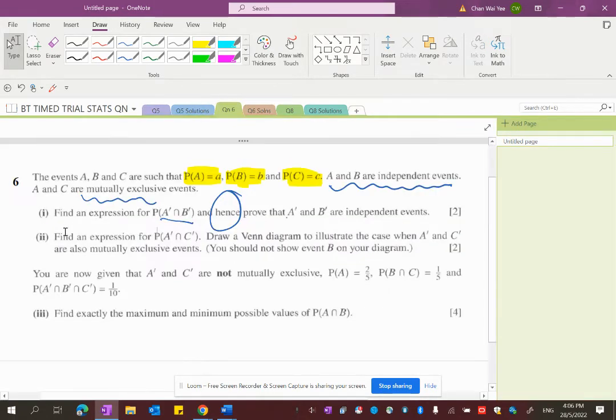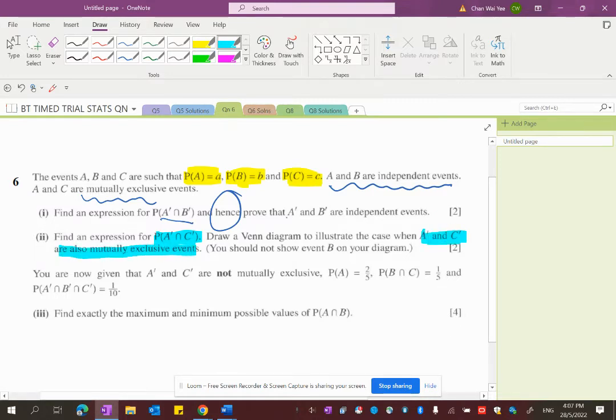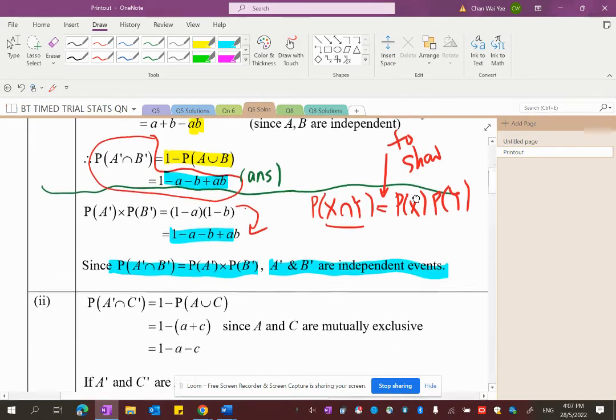Now we move on to part 2. In part 2, you are asked to find an expression for P(A complement intersect C complement), and then you have to draw a Venn diagram to illustrate the case where A complement and C complement are also mutually exclusive events. Okay, so let's try to solve this.